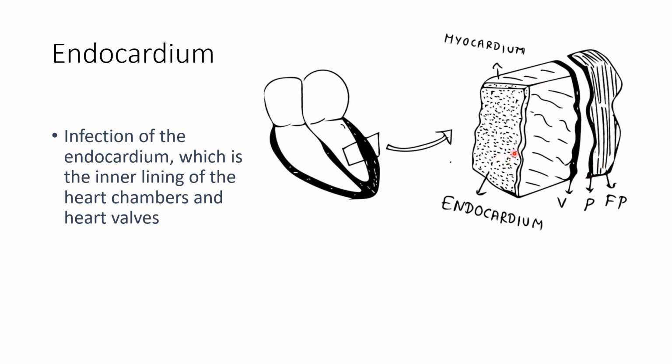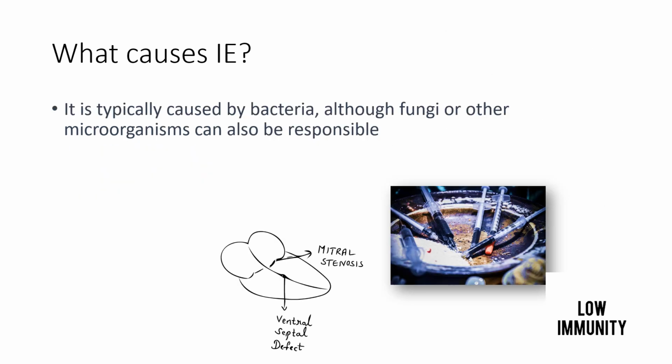Okay, so now when we say infective endocarditis, what happens is this endocardial layer, meaning the innermost layer of the heart, is infected. This is called infective endocarditis. So as you can see here, infection of the endocardium, which is the inner lining of the heart chambers and the heart valves, we call infective endocarditis.